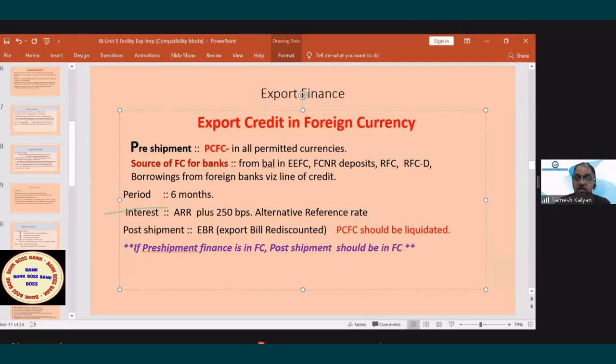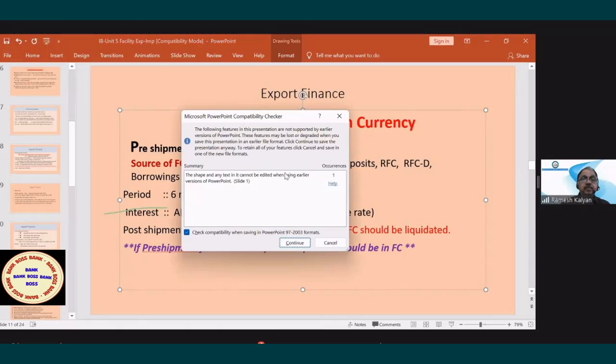Thank you, because I should not repeat the mistake. It is given by the Fintech. Okay, thank you. Alternative reference rate.